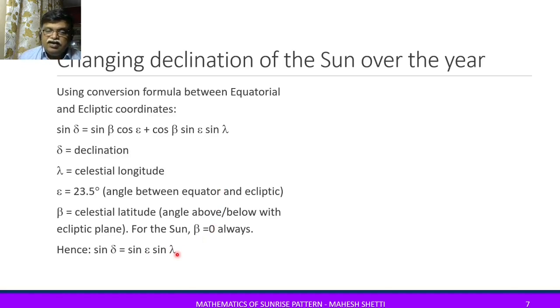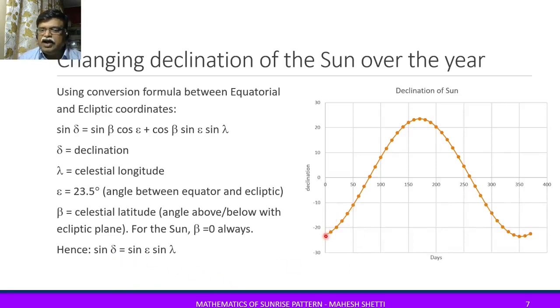Now, if lambda is changing uniformly, how delta will be changing? That can be plotted, and you can see the declination of the sun varies like this. This is a nice sinusoidal curve.